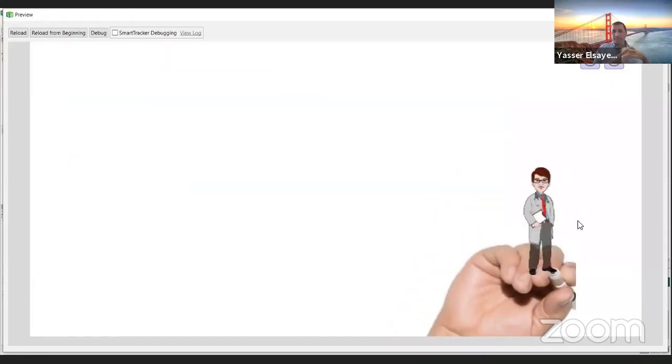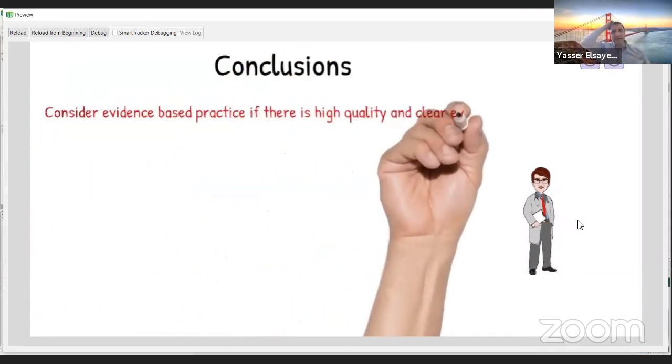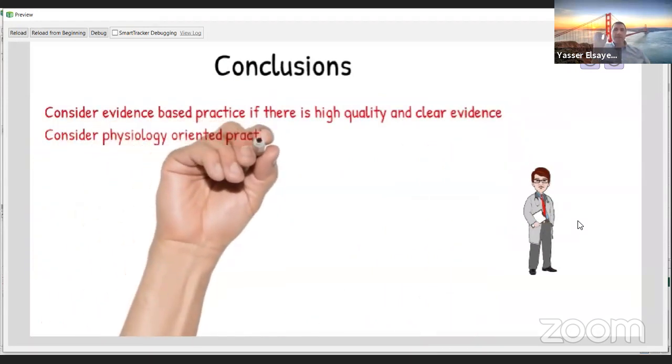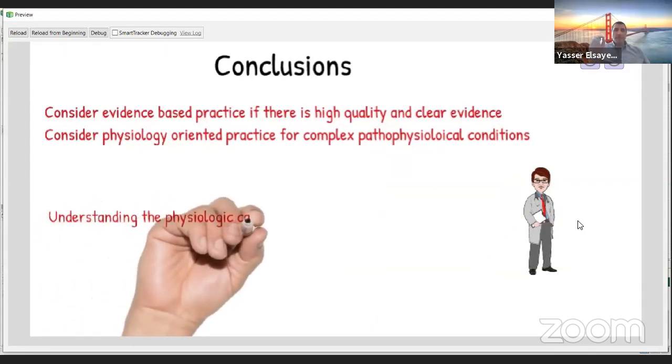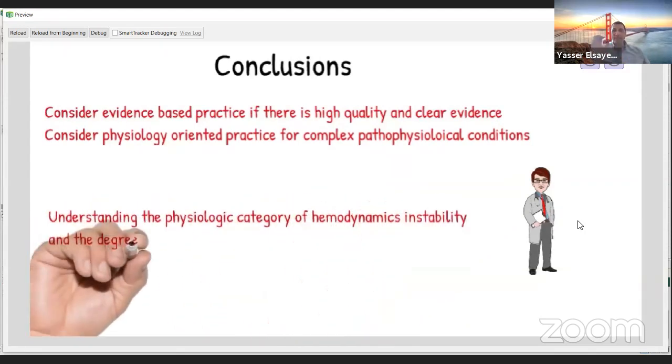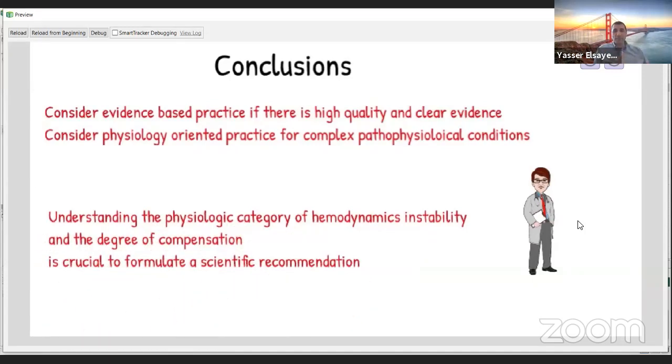Just to conclude the last slide, I have two main conclusions. Consider evidence-based practice if there is high quality of evidence and a clear answer from evidence. Consider physiology-oriented approach for complex pathophysiological conditions like hemodynamics. Because, as I described during the presentation, you have totally heterogeneous situations, and you cannot consider just one line of management to fit with everyone. That's impossible. Understanding the physiologic category of hemodynamic instability and the degree of compensation is crucial to formulate a scientific recommendation.